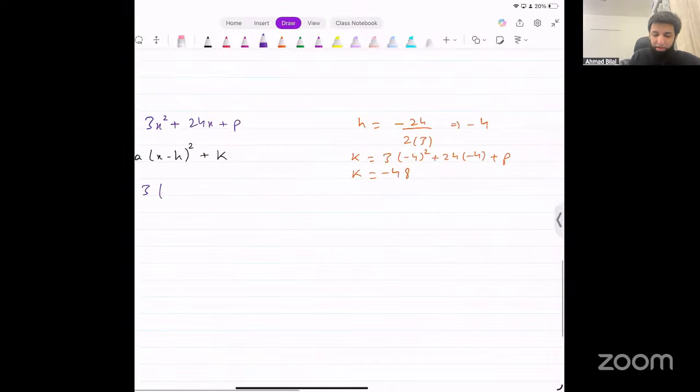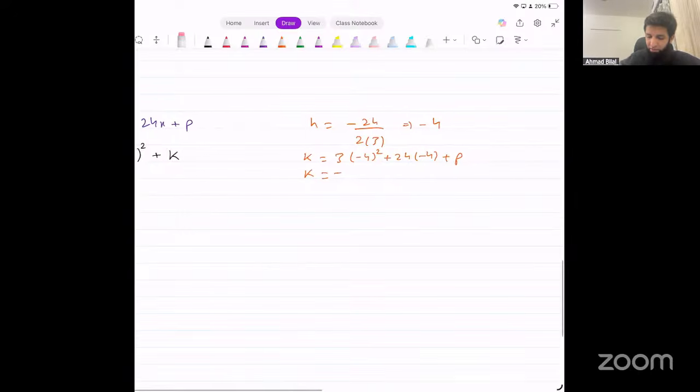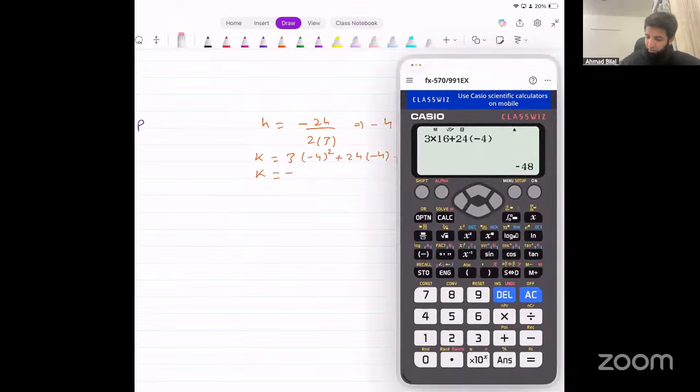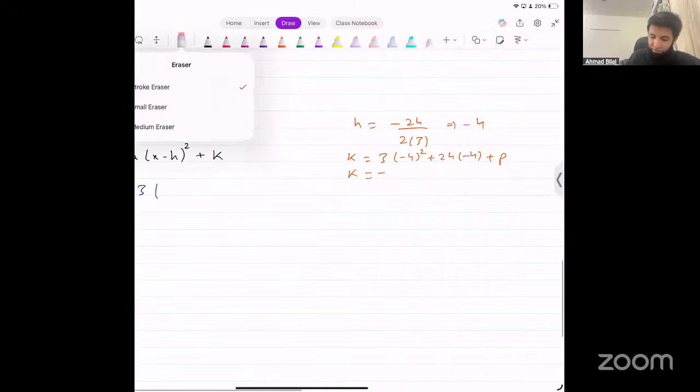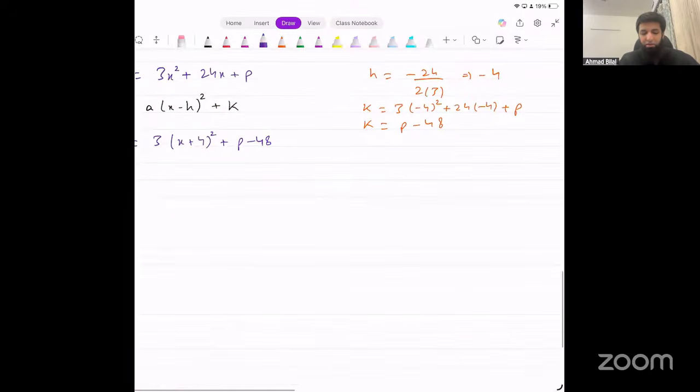So the completed square form, therefore, is going to be, I'm sorry, there was a p there as well. Okay, so we had minus 48 plus p. So the k value turns out to be p minus 48. So what's the completed square form going to be then? x minus minus 4, that means (x plus 4) whole squared plus p minus 48. So let's suppose you get a form like this when you complete the square.